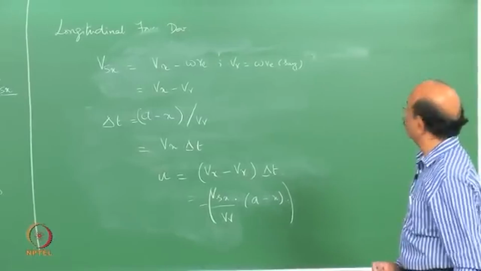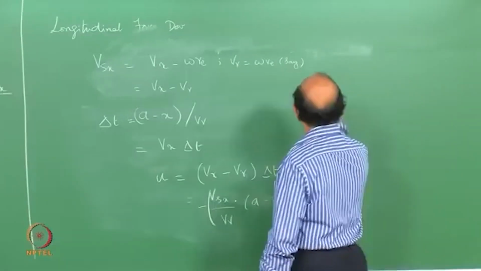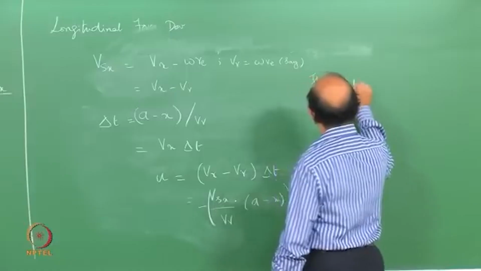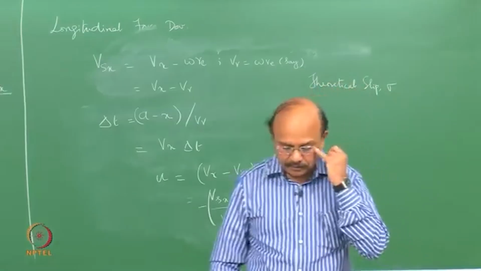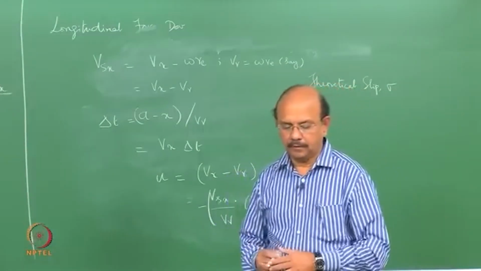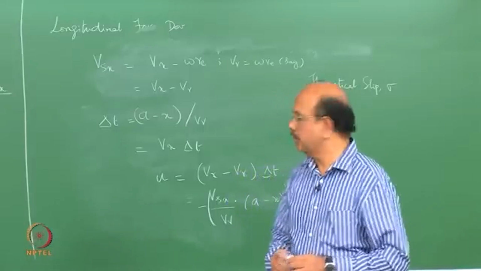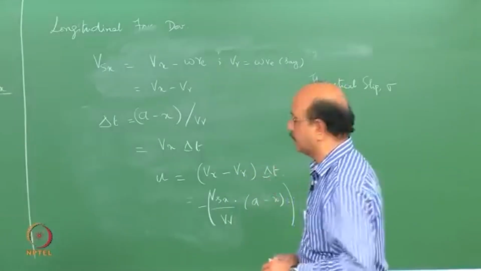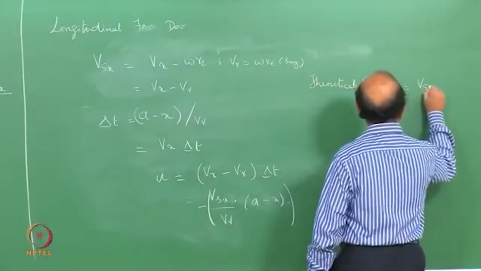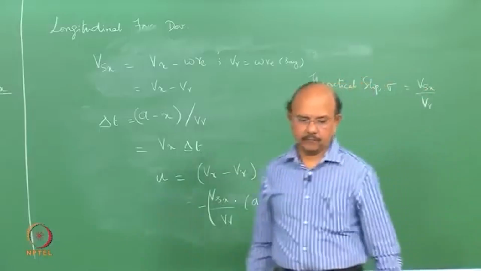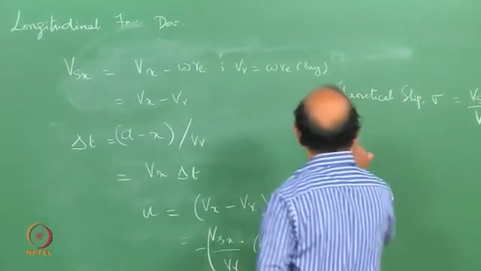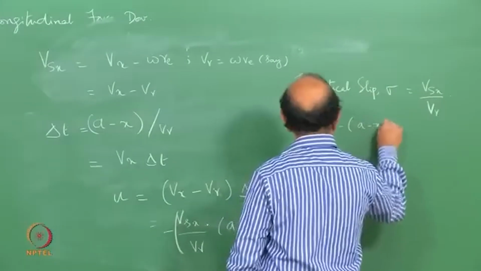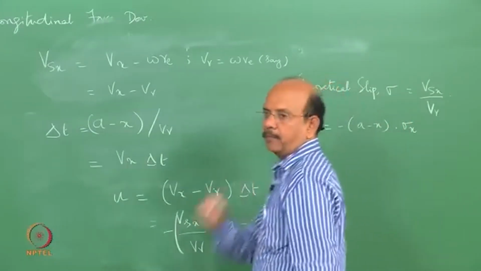I'm going to define two slip quantities. One of the slip quantities is called theoretical slip, sigma, a term given by Pacejka, that is defined as this difference Vsx by Vr, so that u can be written as minus a minus x into sigma x.